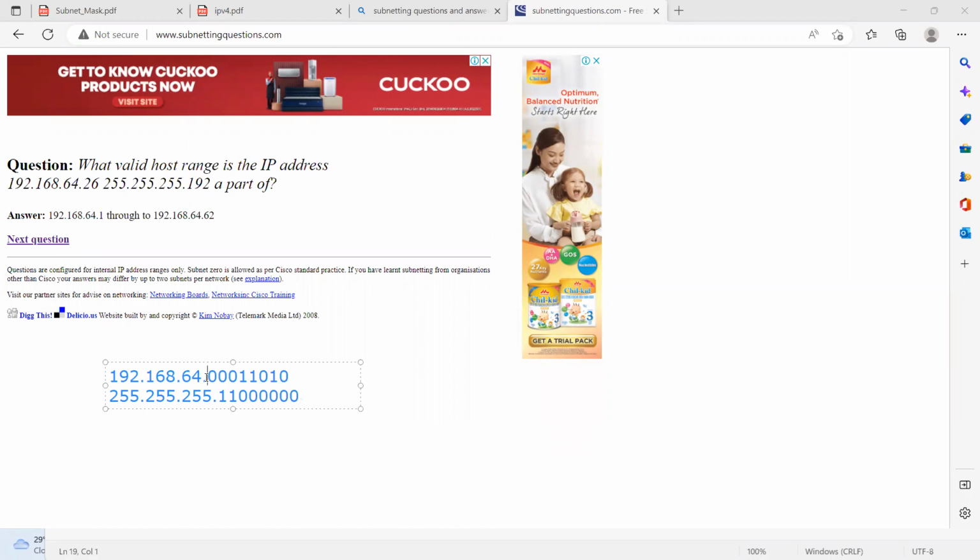000000. We are just writing this, and let's take the IP address now, 192.168.64.64. When you AND this, you will get 64.0. So that is the network IP. That is the network bit.